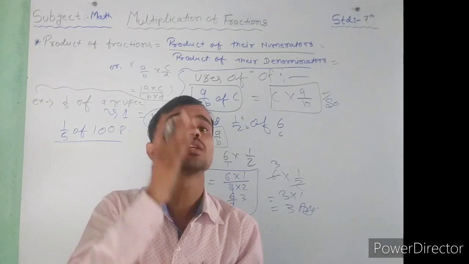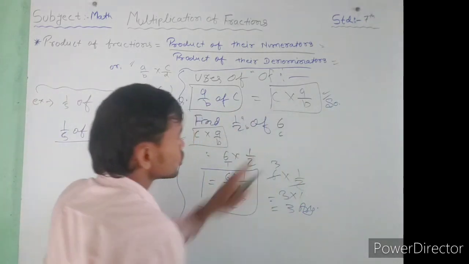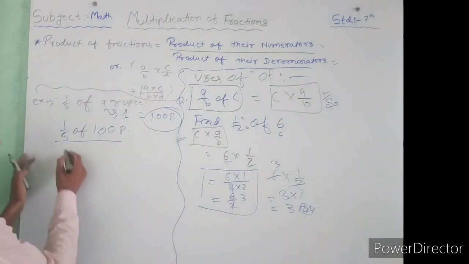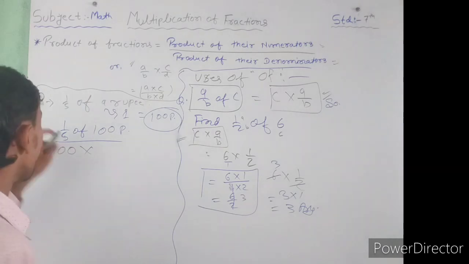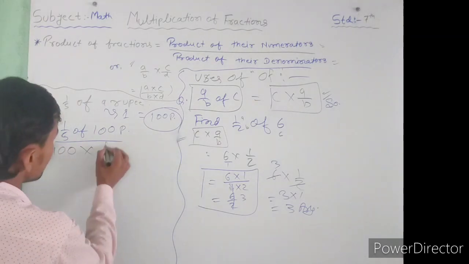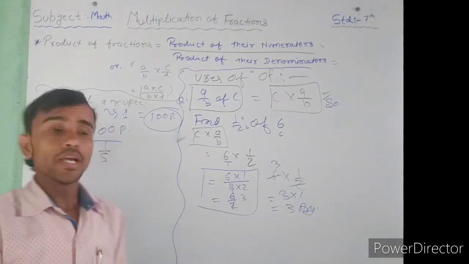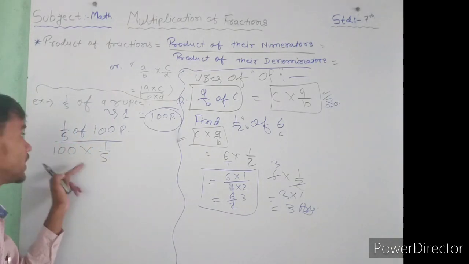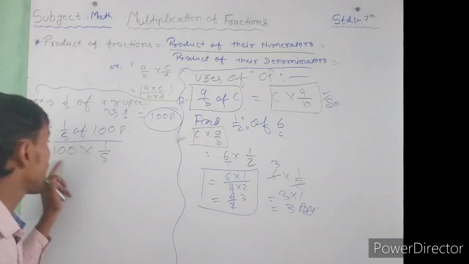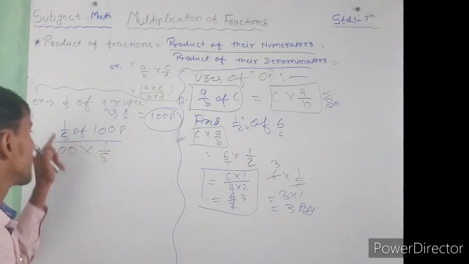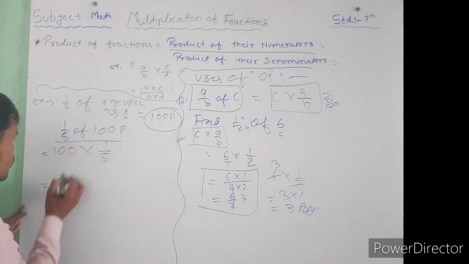So firstly you write the form of solution. What is the form of solution? C into a by b. C is equal to 100, and a by b: a is equal to 1 and b is equal to 5. So 100 multiplied by 1 by 5, where 'of' means multiply. Is that clear?